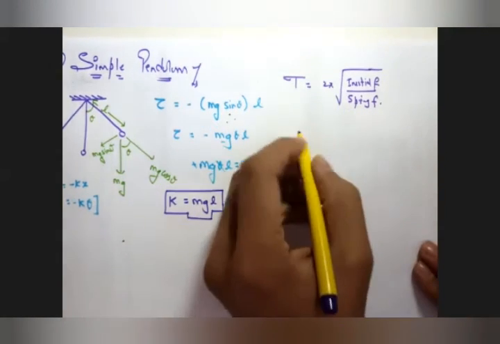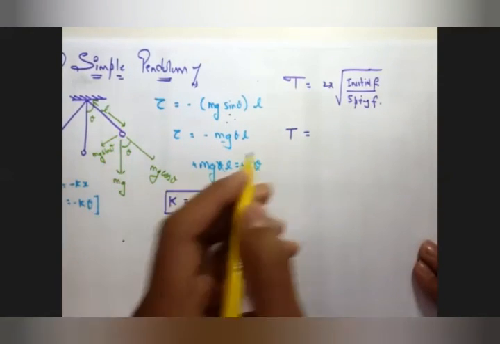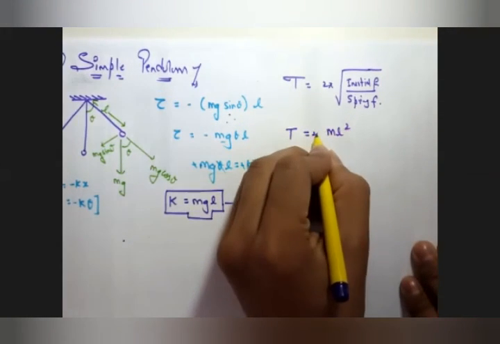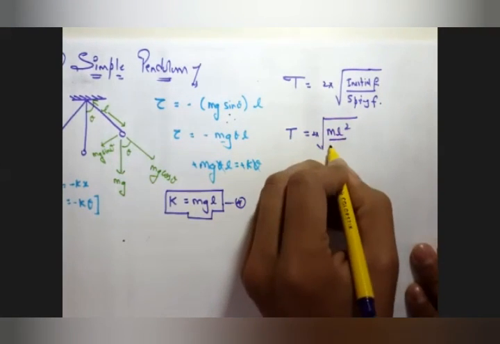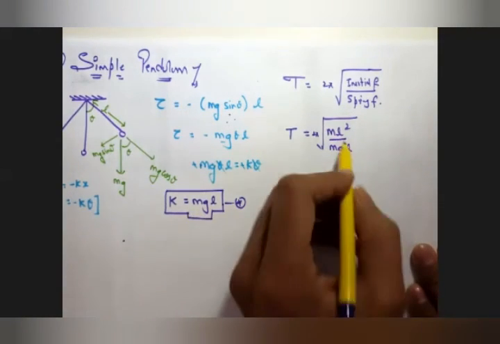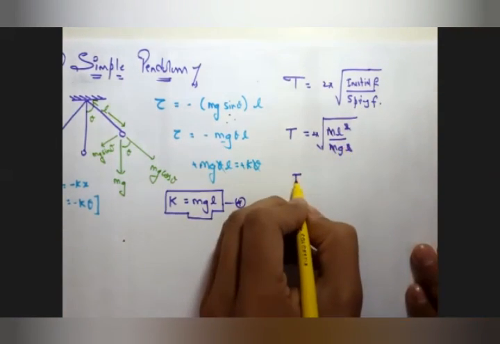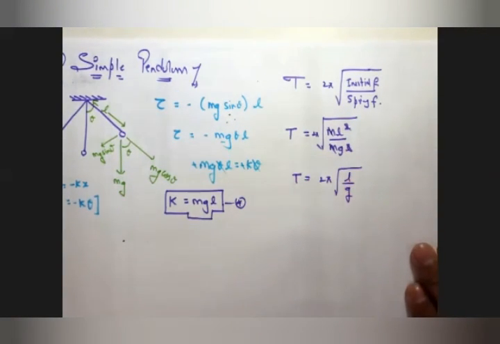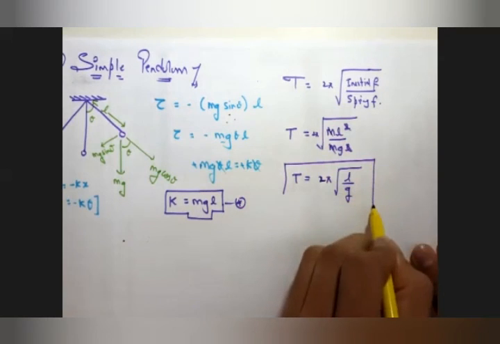So when we say inertial factor, the inertia of the bob oscillating, I would say inertia is simply mr square. So I can write it as mL square. T is 2 pi root of mL square upon the spring factor. Spring factor is mgL as we have calculated. L cancels with L, m cancels with m. And this will become T is equal to 2 pi root L by g.